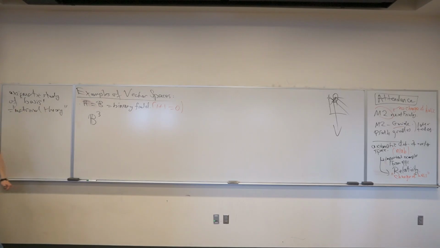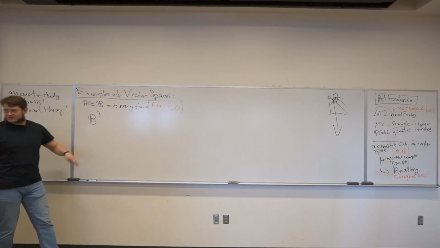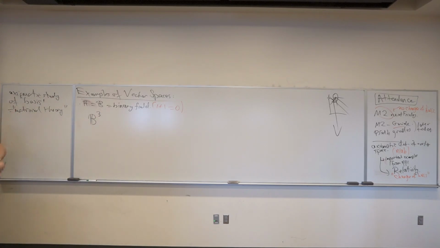Yeah? Would we define 0 plus 0 as 1 as well? No. 0 means when you add it to something else, that other thing has to not change. Yes. So 0 plus 0 is 0. So every other thing is as usual, except that 2 is equal to 0.